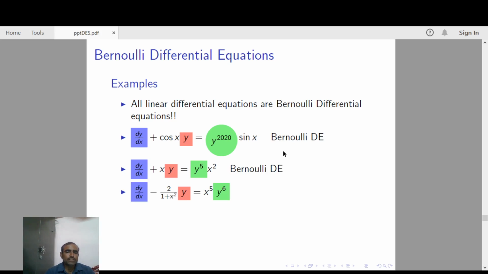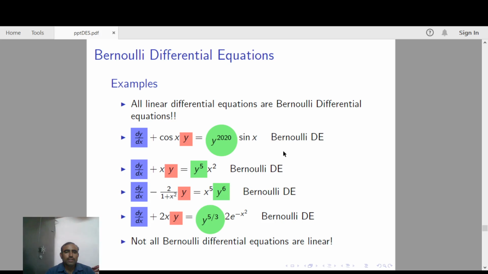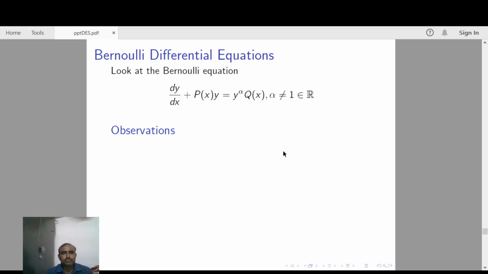And dy by dx minus 2 by 1 plus x square into y is equal to x power 5 into y power 6. This is also a Bernoulli differential equation. Not all Bernoulli differential equations are linear.